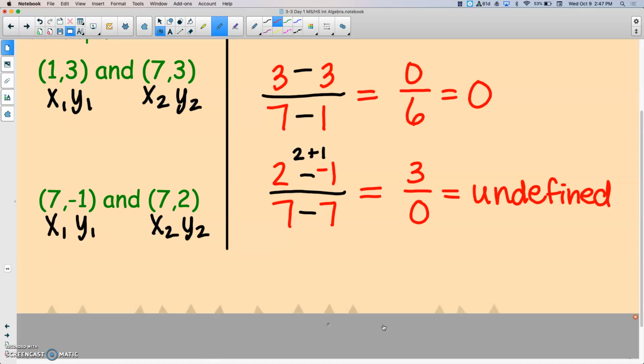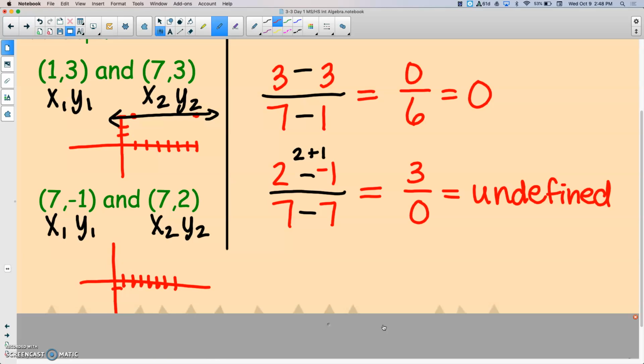You could also graph these if you wanted to take a look at them. 1, 3, and then 7, 3. You would be able to tell that this is a horizontal line, so it's a slope of 0. And then for the other one, 7, negative 1, and 7, 2 would be here. So this line is undefined.